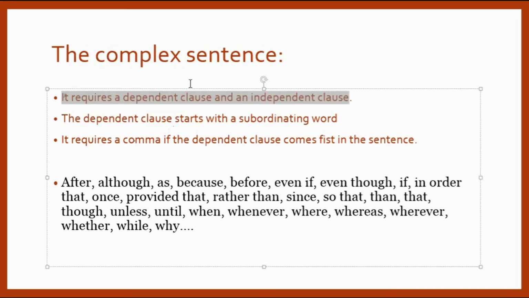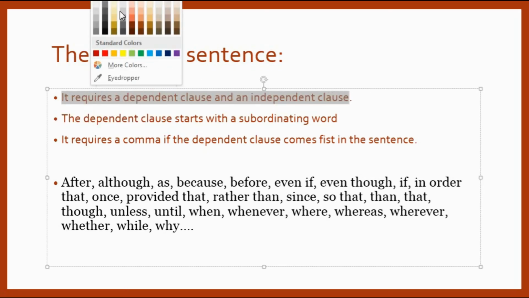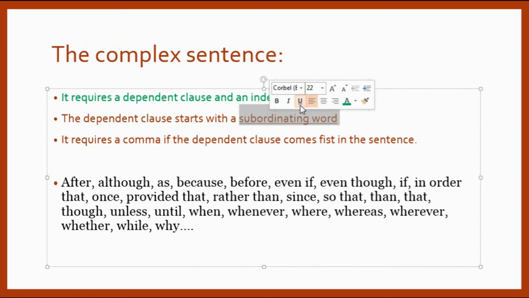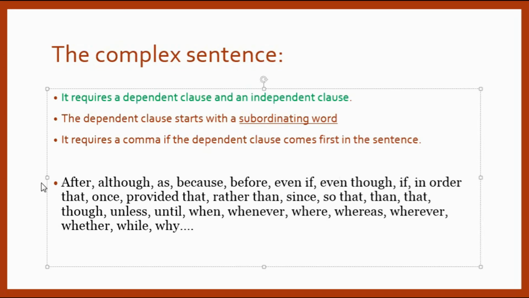Very, very important. This is the difference between this and the compound sentences. In the compound sentences, we had two independent clauses, right? But here we have an independent clause and a dependent clause, okay? The dependent clause starts with a subordinating word, okay? The subordinating conjunctions or words are these, okay? It requires a comma if the dependent clause comes first, okay? So if it comes first, you need a comma. If it's in the middle, no comma, okay?